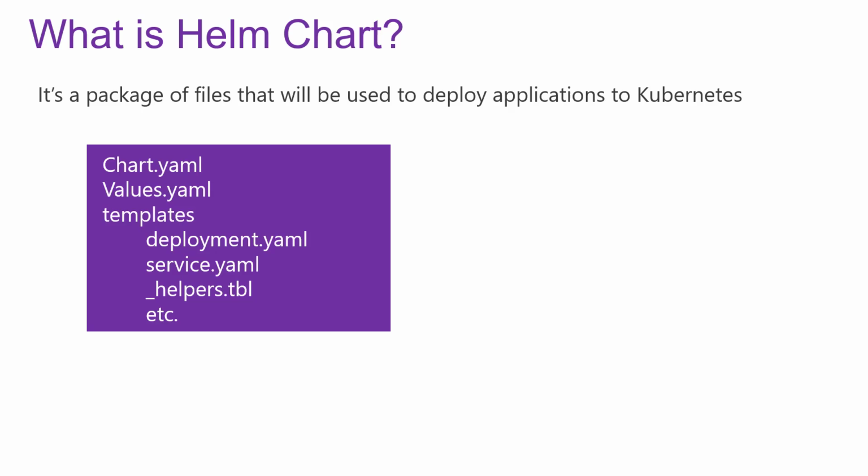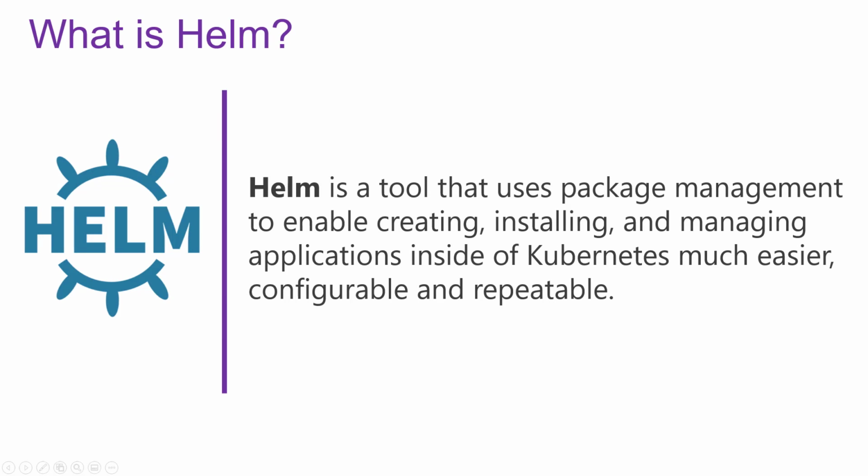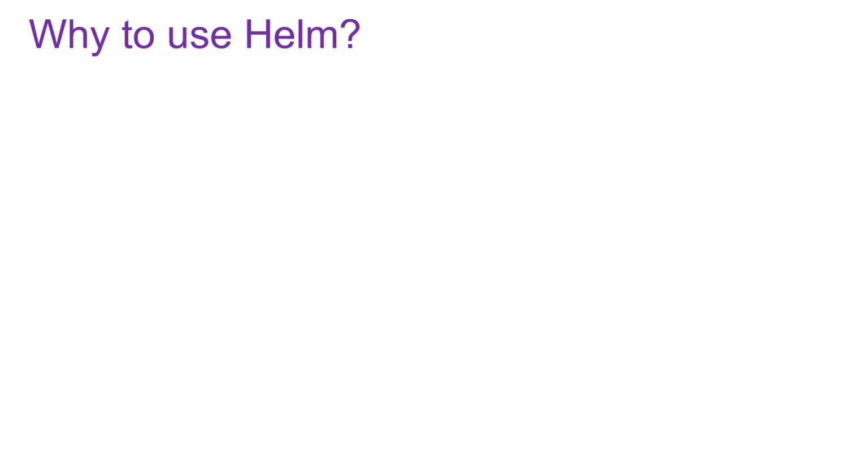As we now understand the Helm chart, let's understand what is Helm. So Helm is a tool that uses package management to enable creating, installing, and managing applications inside Kubernetes much easier, configurable, and repeatable. This is the main idea. So it's just a tool with the package management configuration that helps me make managing Kubernetes applications much easier, configurable, and repeatable. So why use Helm?